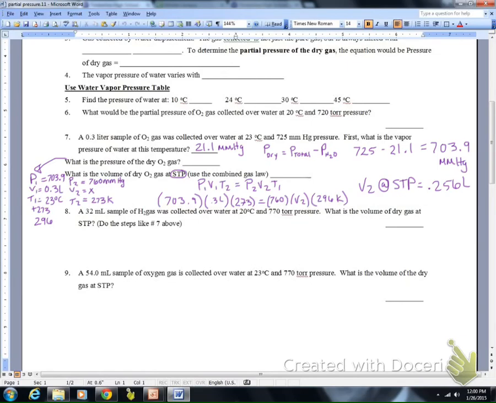Okay, those are your notes for partial pressure. You're going to turn your paper over and do the notes for mole fractions, but we will practice 8 and 9 together in class.